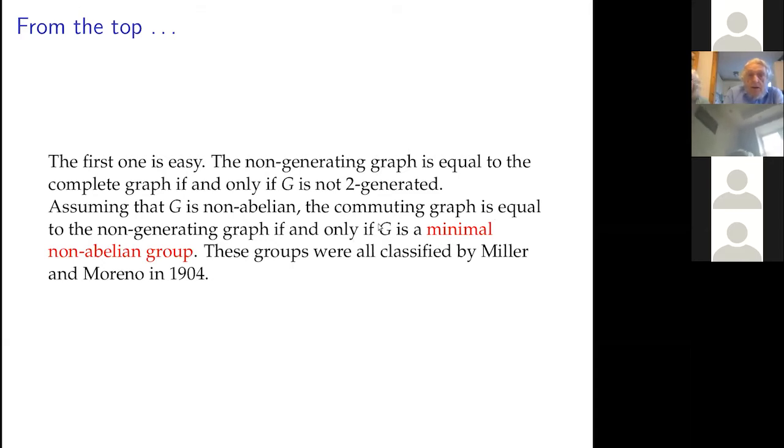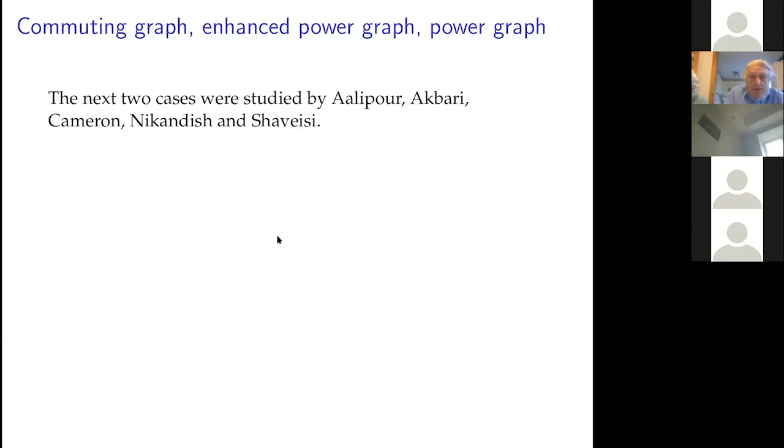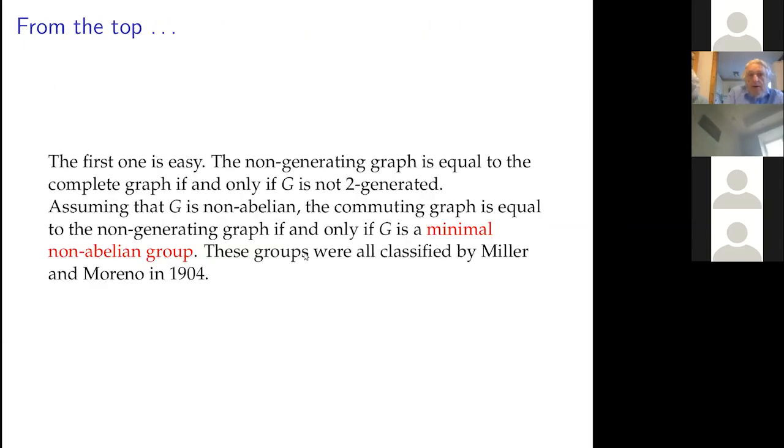If G is non-abelian, then commuting elements can't generate it. They generate a proper subgroup. That proper subgroup is abelian, but if that's equal to the non-generating graph, that says that every proper subgroup is abelian, so G is minimal non-abelian. And the classification of groups with this property goes back to 1904, actually. There are 2 types, which I won't give you the details of. This is one of those things that probably was a big theorem at the time, but has been mostly forgotten now, but it exactly answers this question.